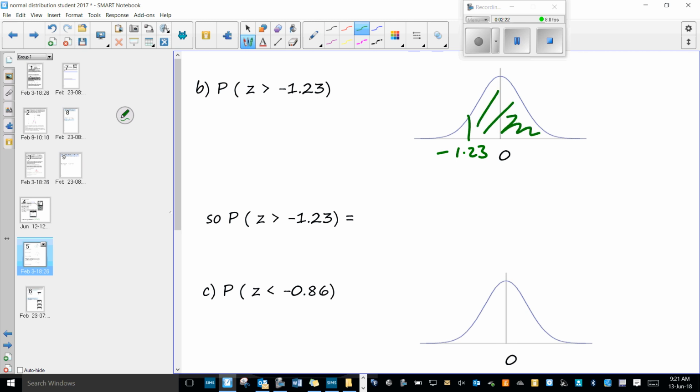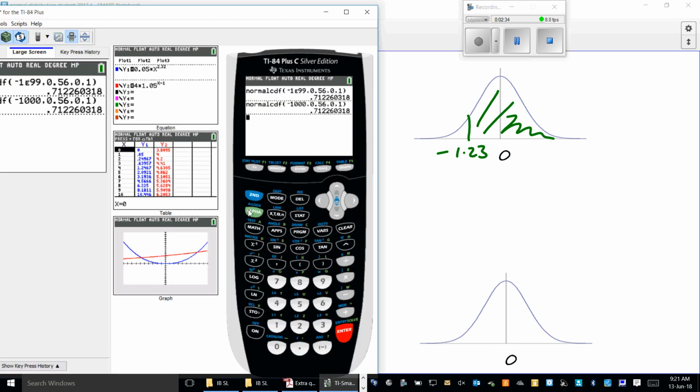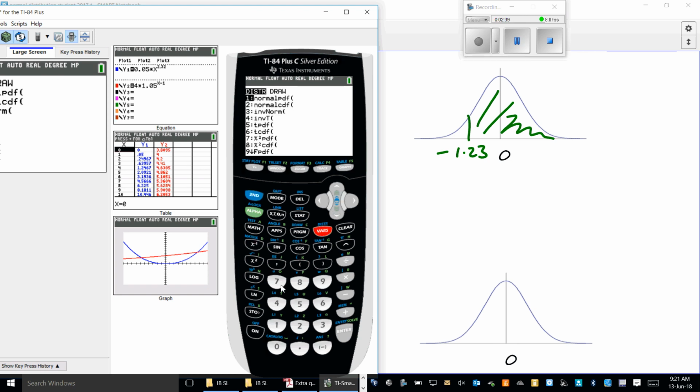Okay. We're now going to input that into our calcs. So we're always going to use CDF. Okay, so second distribution, number 2. Now this time, what's our lower going to be? Negative 1.23. Upper. What are we going to put for the upper? 1,000.